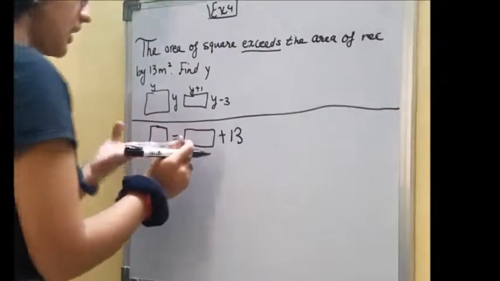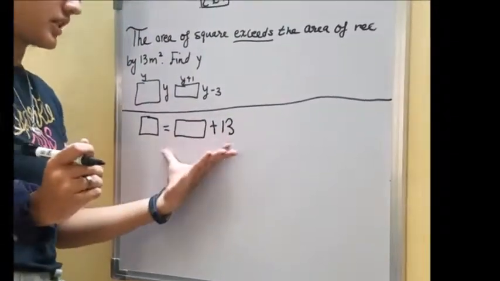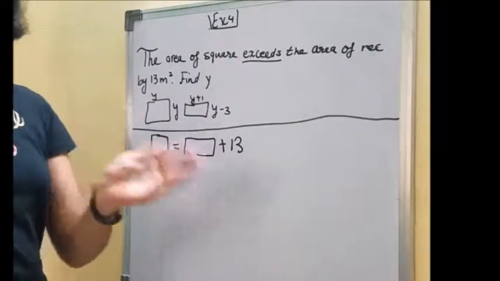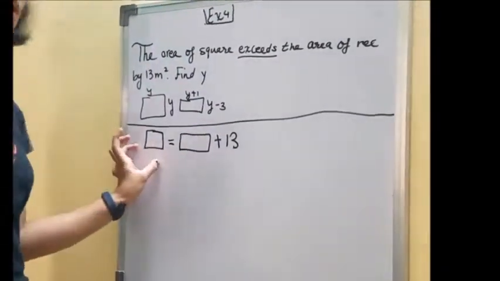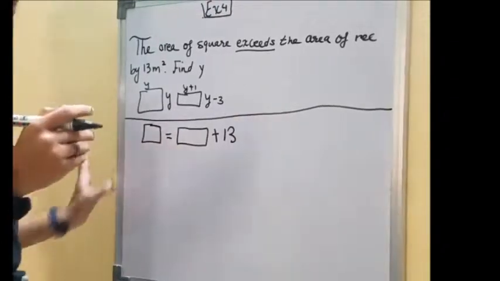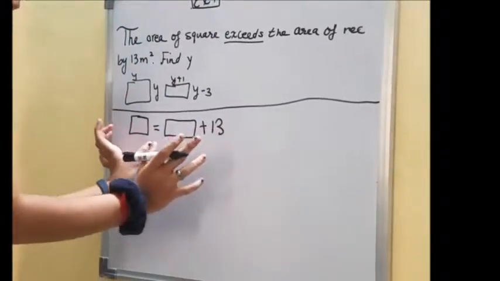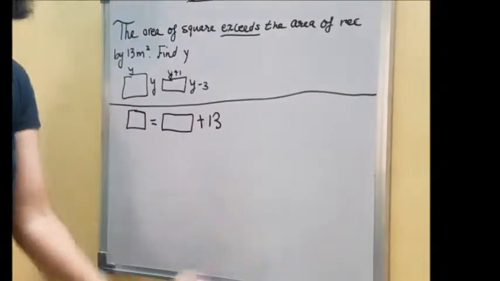So square is equal to rectangle plus 13. You cannot make square equal to just rectangle, because that won't be a proper linear equation. Something has to be equal on the other side, so both have to be on the same side. In this case, this is equal to this, because square is nothing but rectangle plus 13.